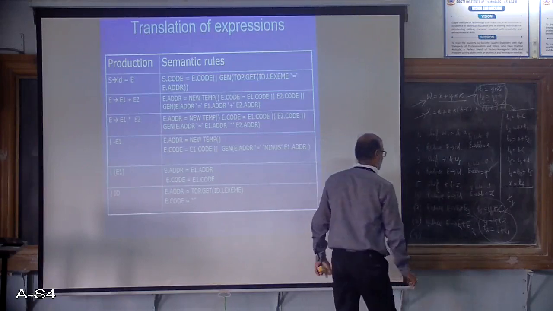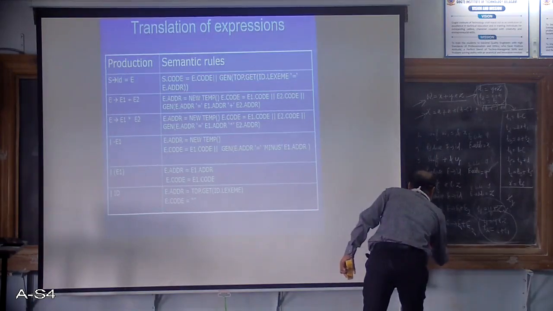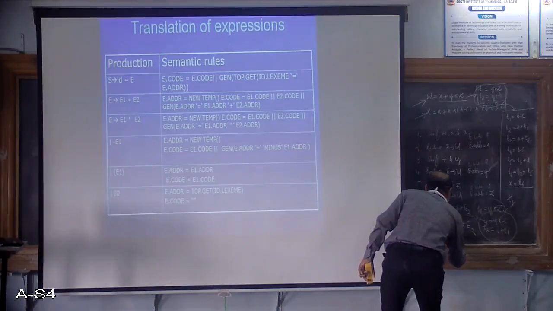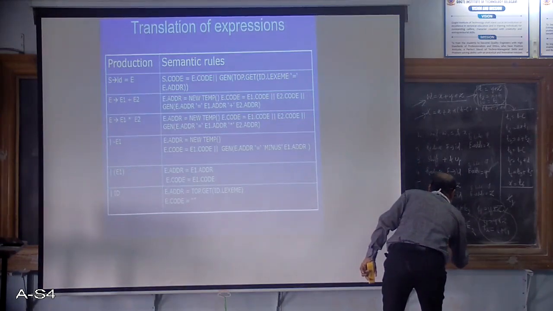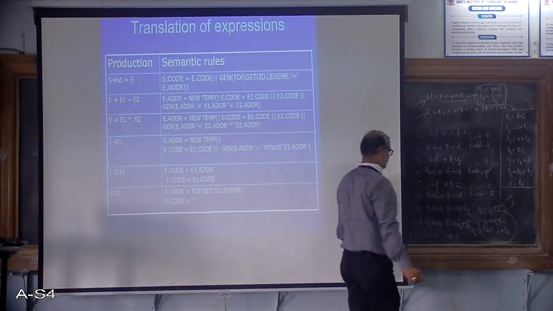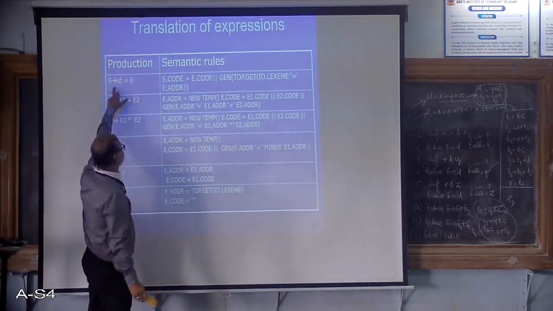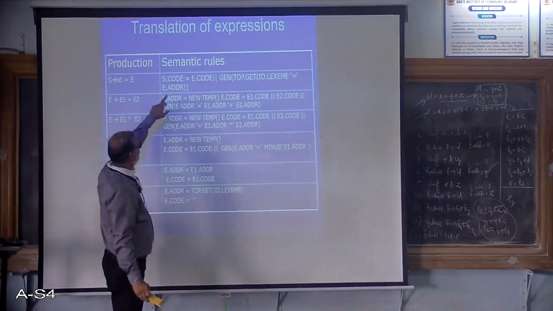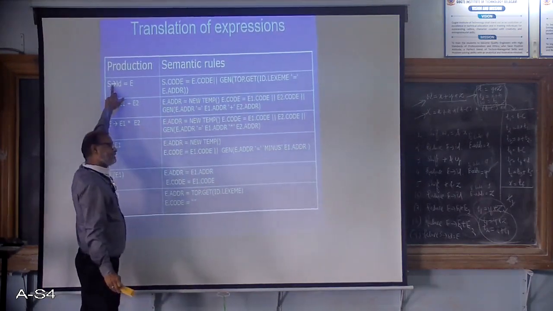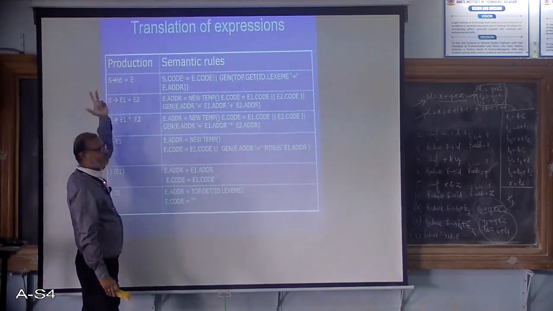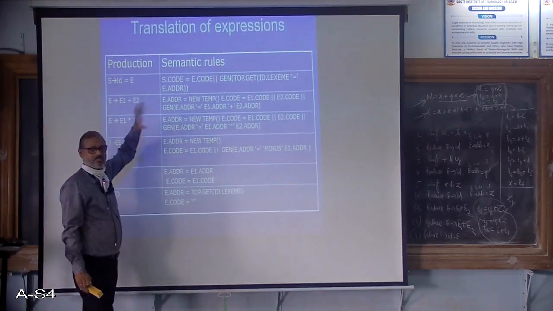So it is again reduce. So reduce with production S derives ID equal E. That is this production. Understood? So I have to define S dot code. Of course, S dot address is irrelevant here. You can also take the value of that expression as S dot address, which is irrelevant here.